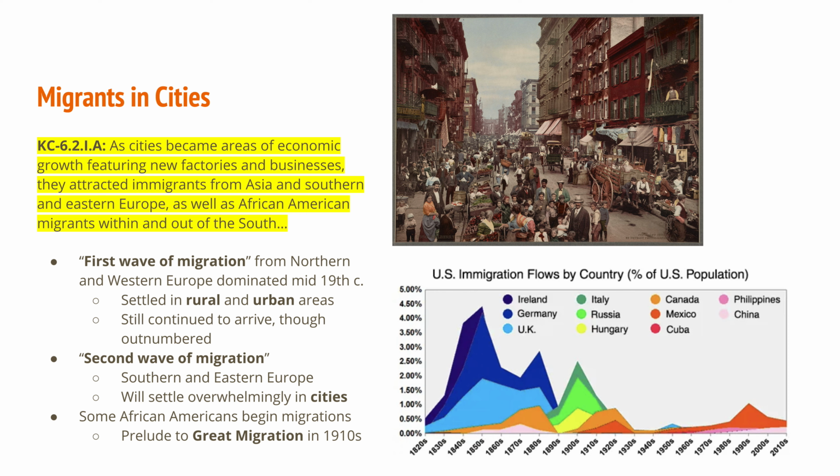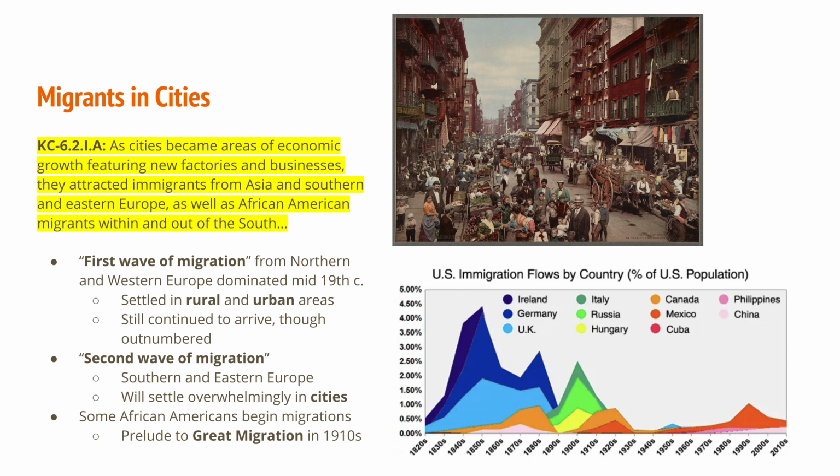The first wave of migration, we've already talked about. It happened in the mid-19th century. It was mostly from Northern and Western Europe. And we see in the chart here, it had people from Ireland, Germany, the UK. Those were the bulk of people who were coming to the United States. We've talked about the response to their presence, how it led to the Know Nothing Party.